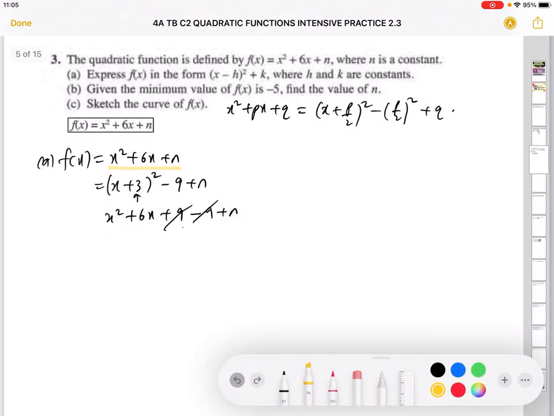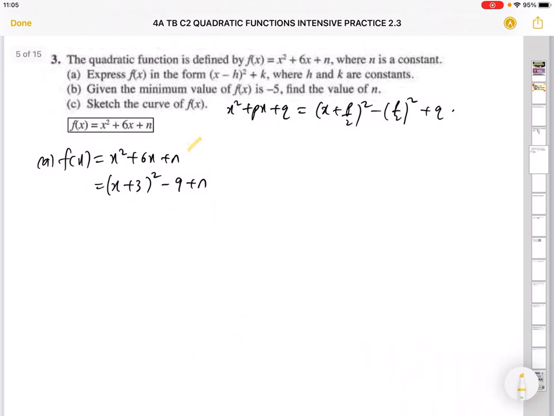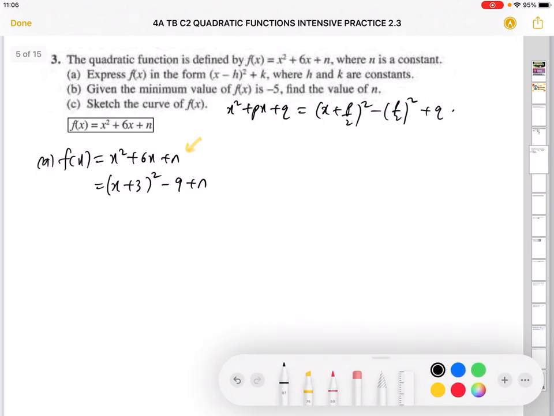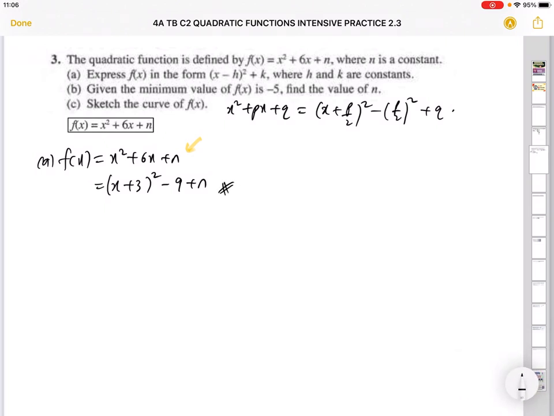Okay, so I'm just going to delete this. I don't have to expand it, because if you expand it, you're getting back to where you started here. We don't want that. We want to complete the square. So actually, I'm done for part A. I've completed the square already.